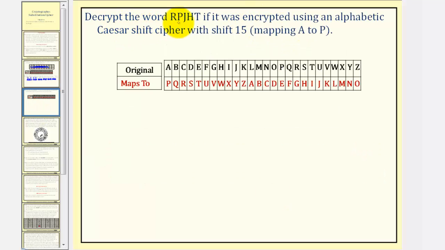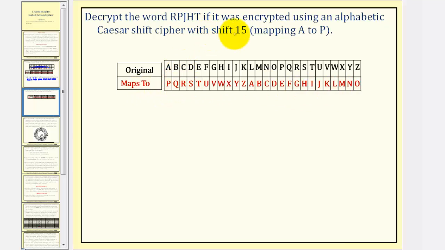Now we want to decrypt the word RPJHT if it was encrypted using an alphabetic Caesar shift cipher with shift 15, meaning we'd map A to P. So if we map A to P, B would map to Q, C would map to R, D would map to S, and so on. Notice how after K maps to Z, L maps to the first letter in the alphabet, which is A, and so on.